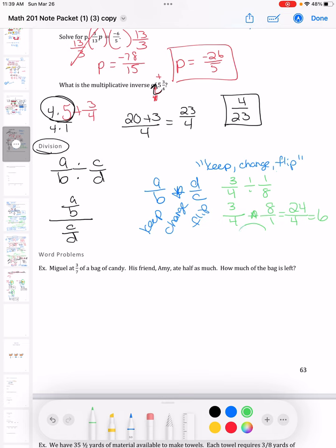Again, to think about this, if I have 3/4 of a pizza, it would be that in green. If I split this into 8ths, there is 1, 2, 3, 4, 5, 6. So there are 6 pieces.